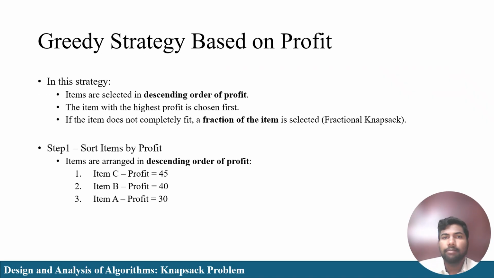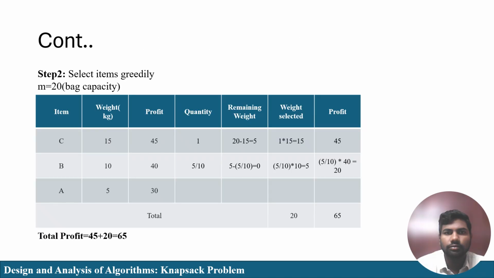Greedy strategy based on profit. In this strategy, items are selected in descending order of the profit. Means we are greedy on the profit of an item. The item with the highest profit is chosen first, and if the item does not completely fit into the bag, a fraction of the item can be selected. Here, the items are arranged in descending order of the profits.